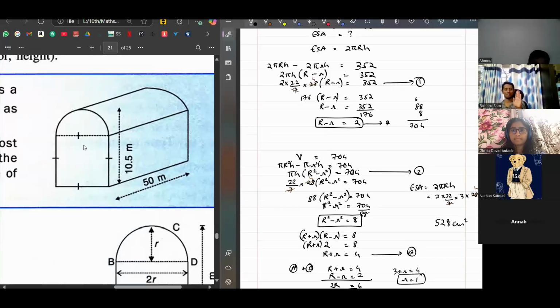This side, behind, underneath, then two rectangles and then one curved surface. Okay.